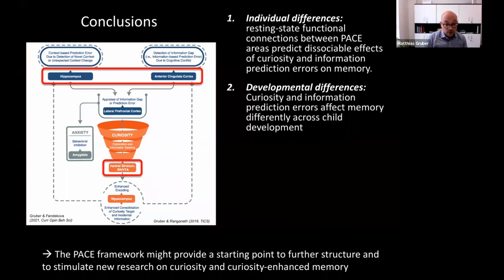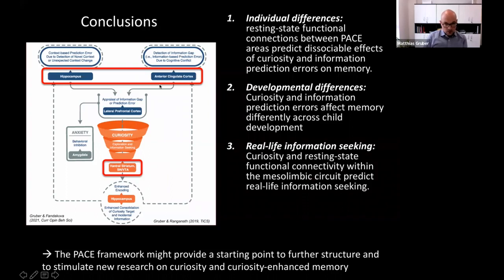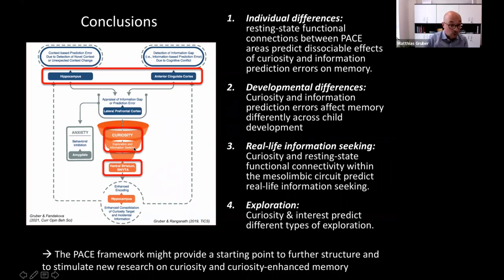I showed you developmental differences, where curiosity and information prediction errors affect memory differently across child development. A potential reason for that could be related to the brain maturation of more cortical structures related to information prediction errors and their effects on memory. Then one data set was about real-life information seeking, where we showed that curiosity and resting state functional connectivity within the dopaminergic circuit predict real-life information seeking. So this is really testing the core idea about curiosity, that curiosity elicits increased information seeking. And then in the last study, that it also elicits further exploration.